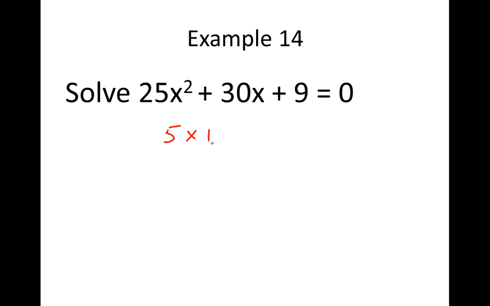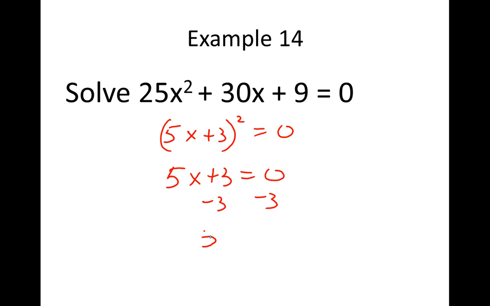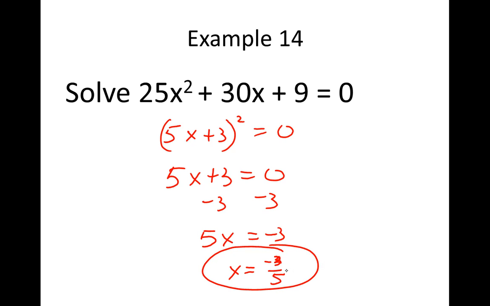5x plus 3 squared equals 0. So we factor it. We set each factor equal to 0, but both of these are the same factor. So we really just need to set one of these equal to 0. 5x plus 3 equals 0. Subtract 3 from both sides. 5x equals negative 3, x equals negative 3/5. We should be able to plug that negative 3/5 in for x, and it proves a true statement.